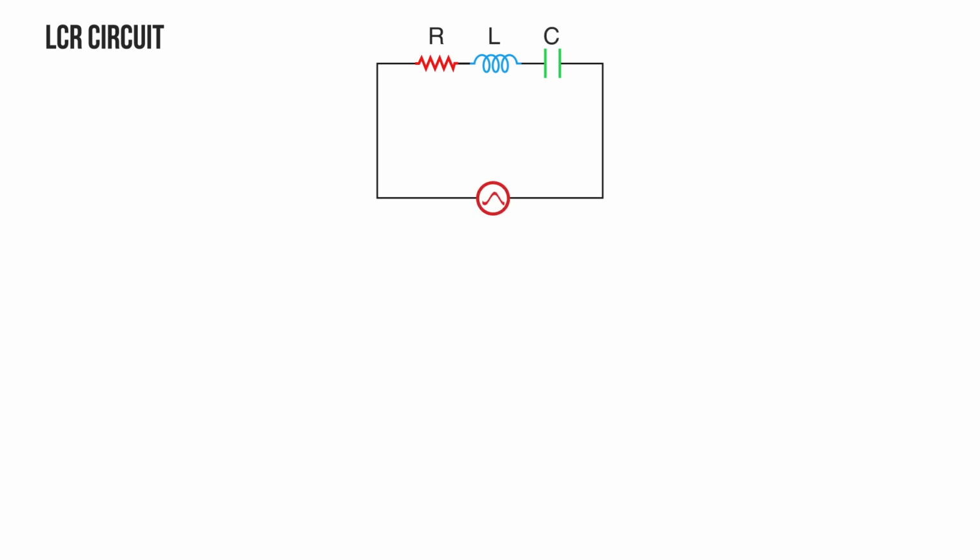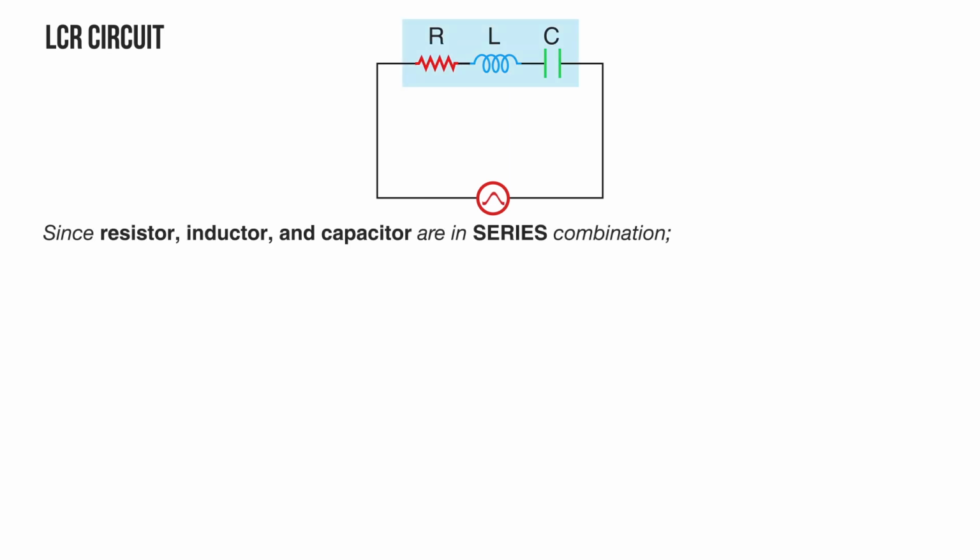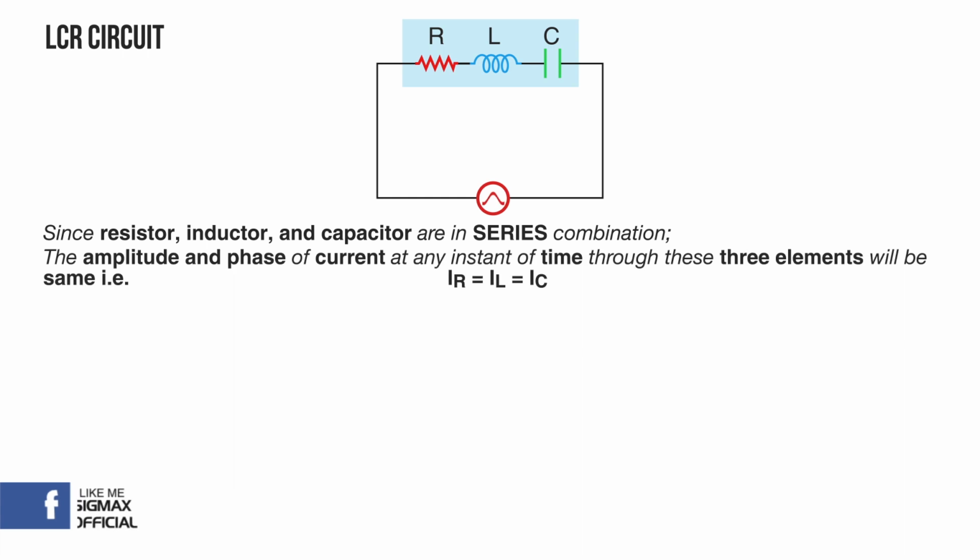Now, let's start our journey by considering a pure resistor of resistance R, a pure inductor of inductance L, and an ideal capacitor of capacitance C connected in series to a source of alternating EMF as shown in this figure. Since resistor, inductor, and capacitor are in series combination, the amplitude and phase of current at any instant of time through these three elements will be same.